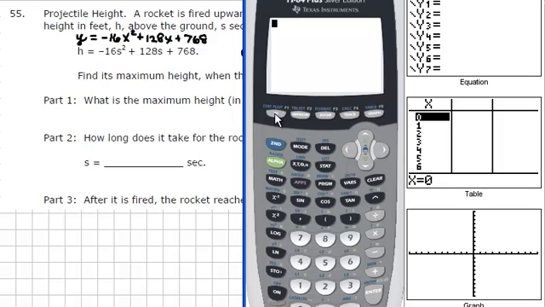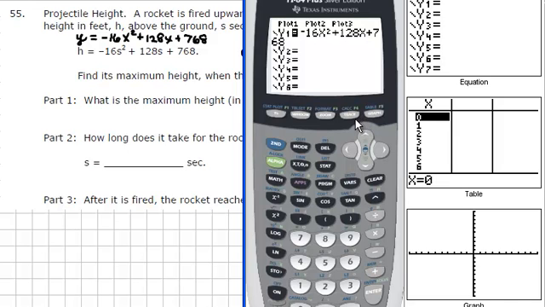On your calculator, first go to Y equals to enter the equation. Type in minus 16x squared plus 128x plus 768. Make sure when you enter the minus for minus 16x squared that you're using the negation key next to the decimal point and not the subtraction symbol above the addition symbol.